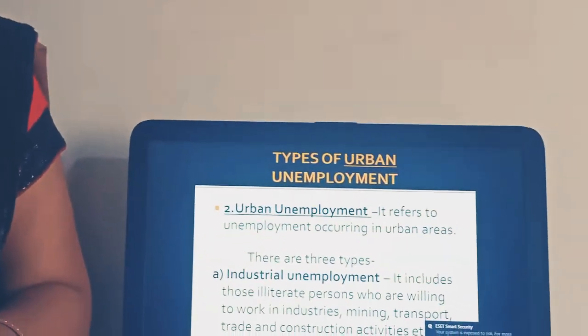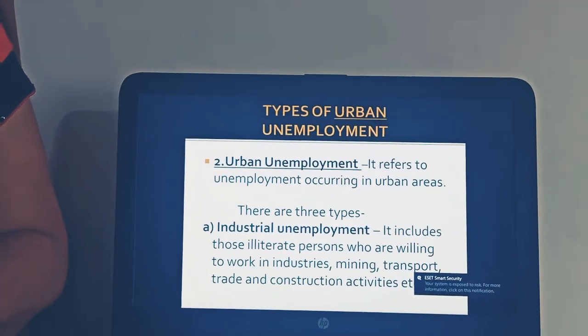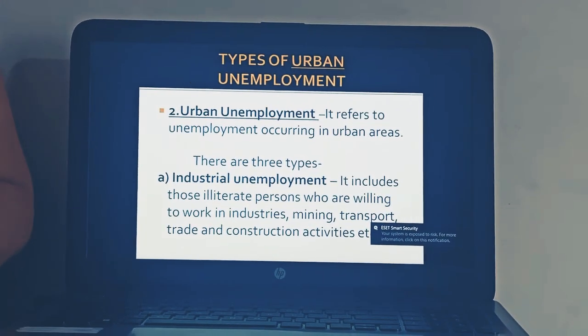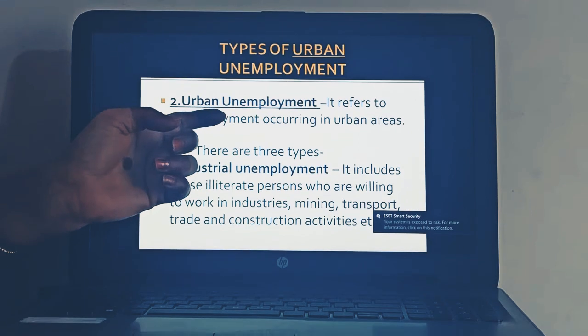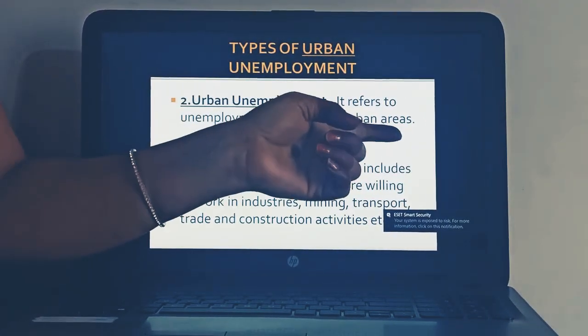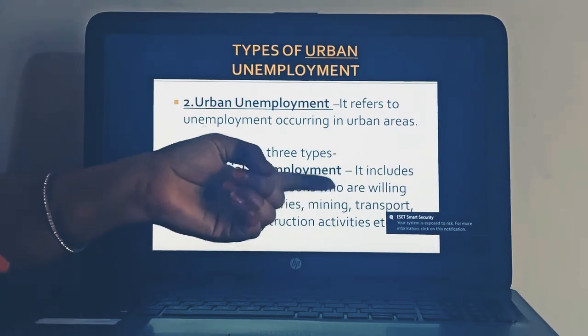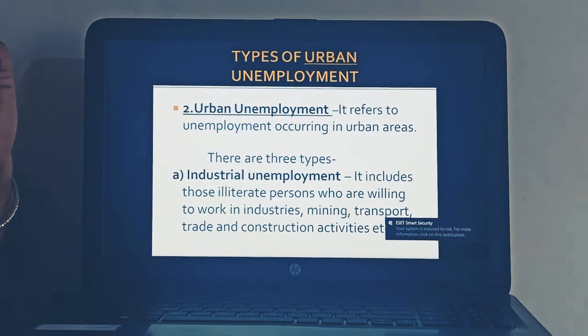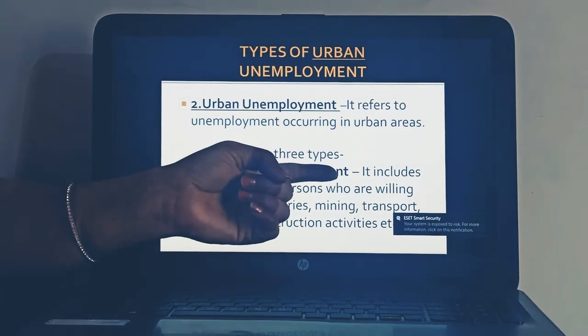Now we have finished with what is rural unemployment. Let us move towards types of urban unemployment. Now what is urban unemployment? It refers to unemployment occurring in an urban area. When it occurs in a rural area, that is rural unemployment. When it occurs in an urban area, that is urban unemployment. It is further classified into three types.